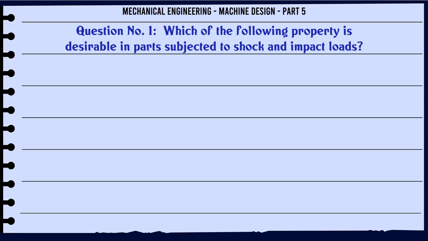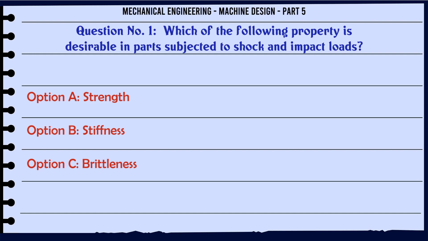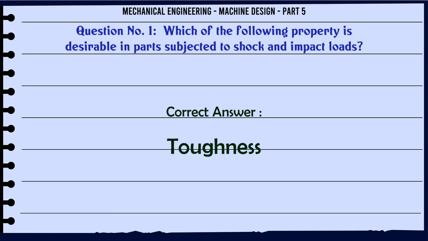Which of the following property is desirable in parts subjected to shock and impact loads? A. Strength. B. Stiffness. C. Brittleness. D. Toughness. The correct answer is toughness.